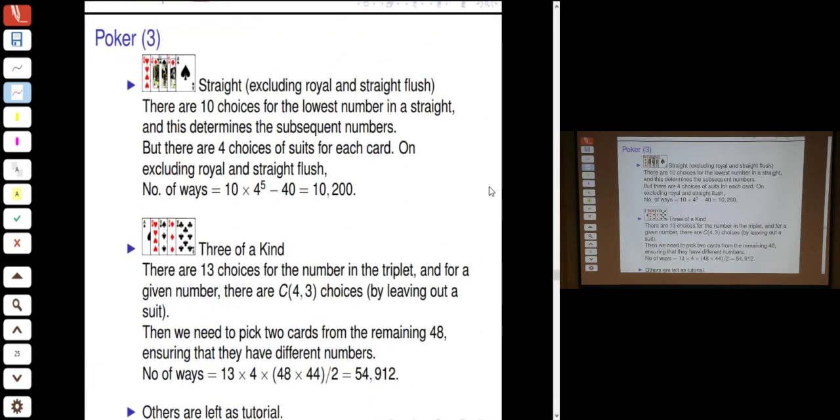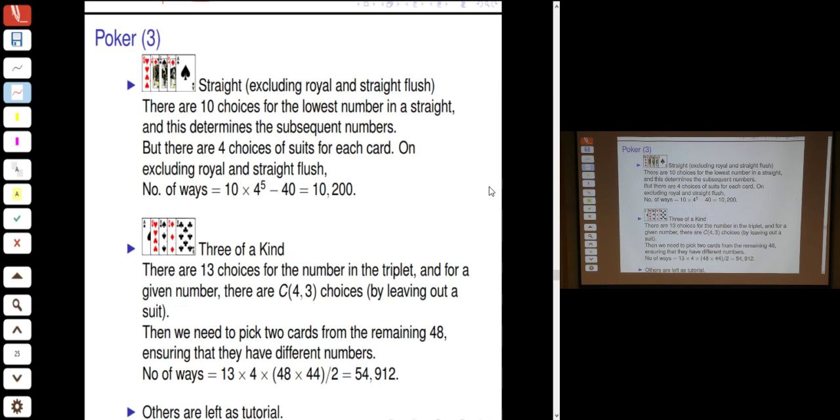So let me just continue with one slide more of poker, because we are in the mood for poker, and then we will take a break. So let's now think of a straight hand. So what is a straight hand?